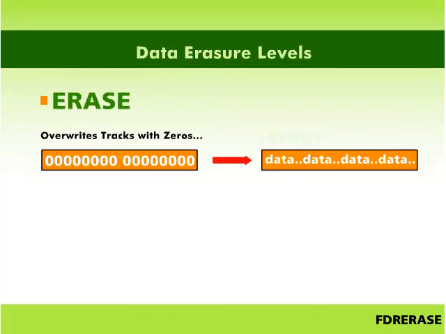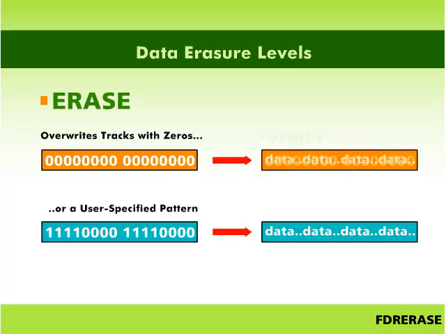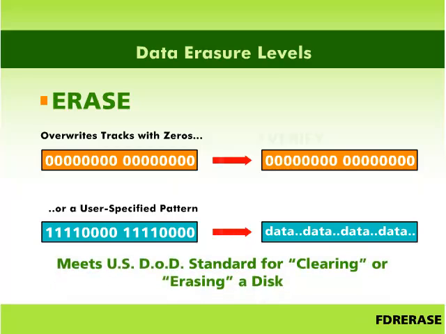The Erase command overwrites each data track with a pattern of either binary zeros or a user-specified pattern. This overwriting process can be repeated up to 8 times, default 1 time. The Erase command will obliterate all data records which previously existed on the track. It meets the DoD NCSC definition of clearing or erasing a disk.